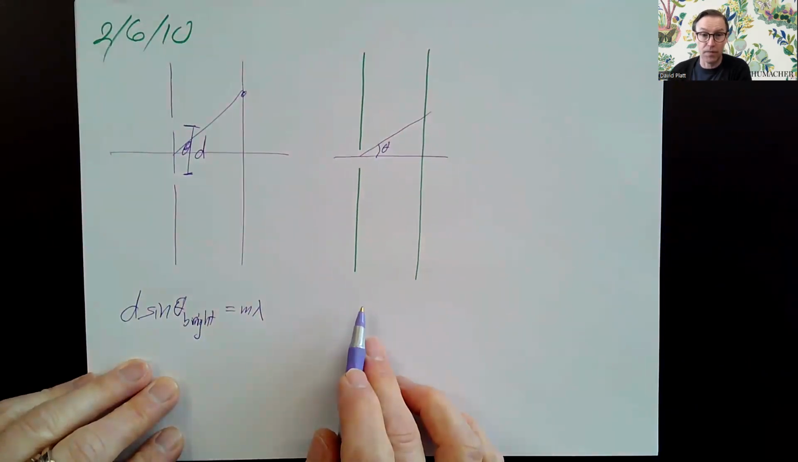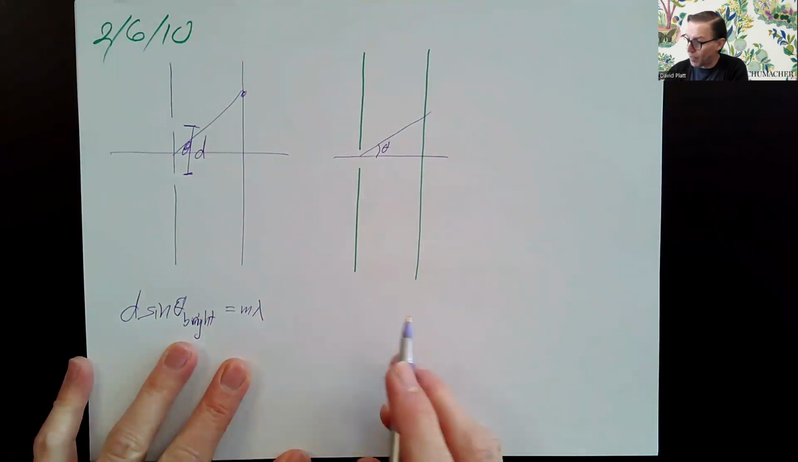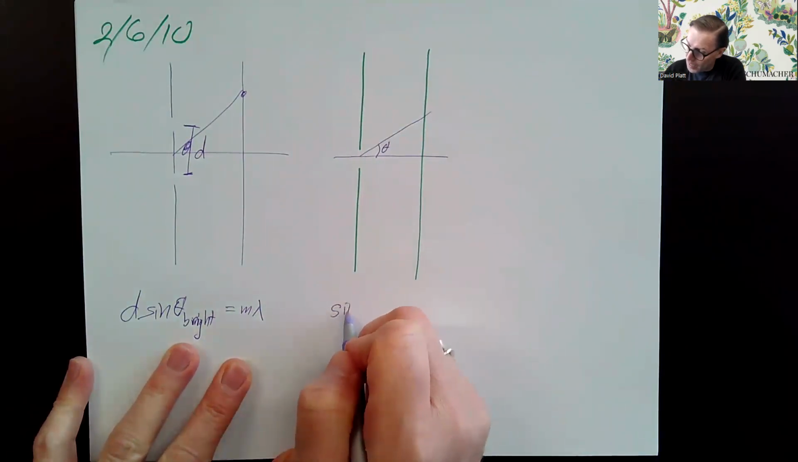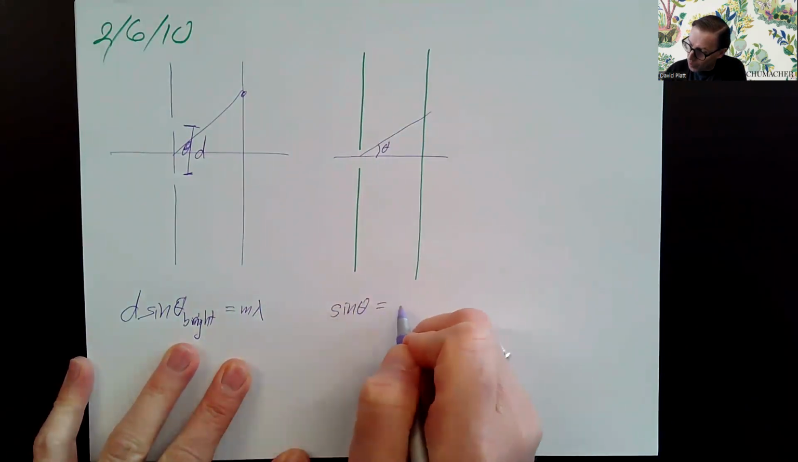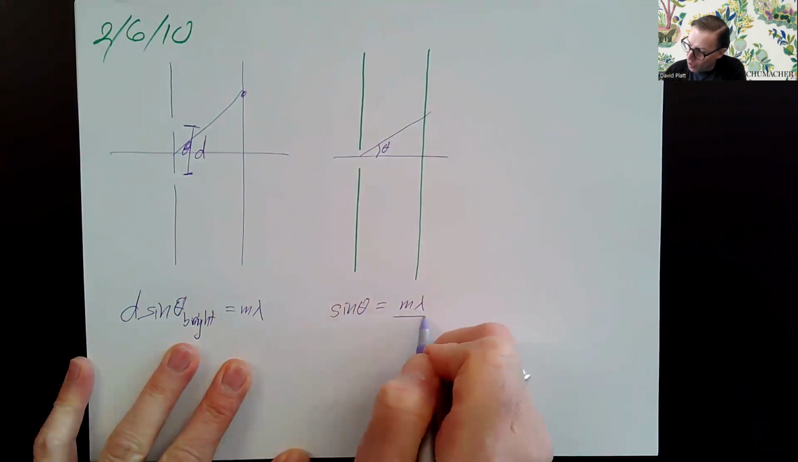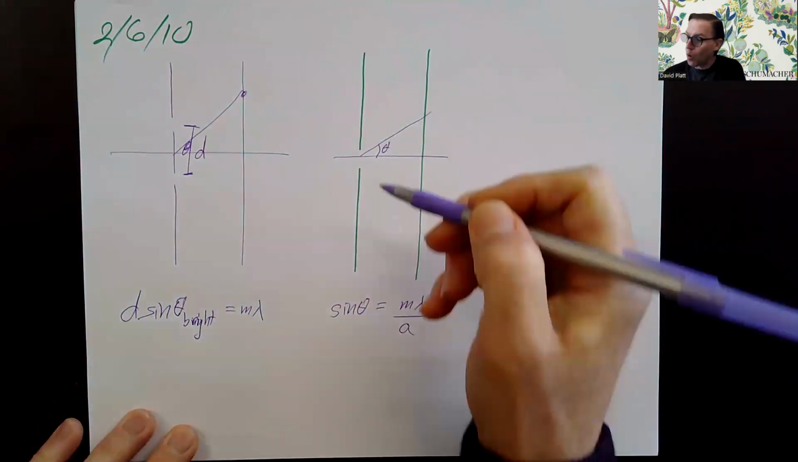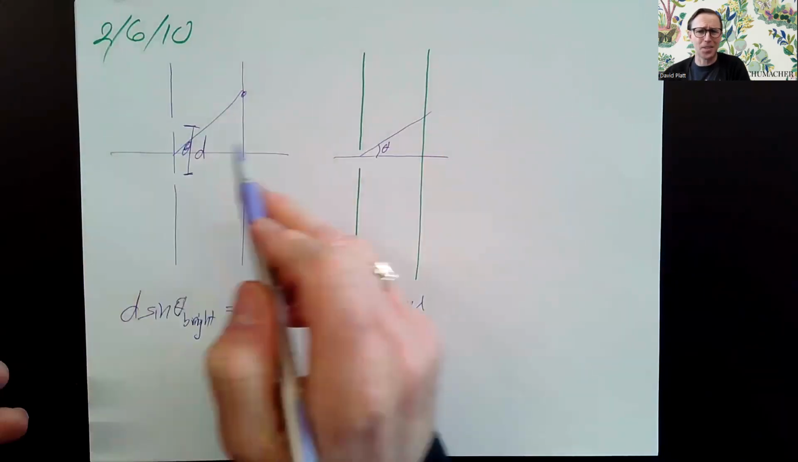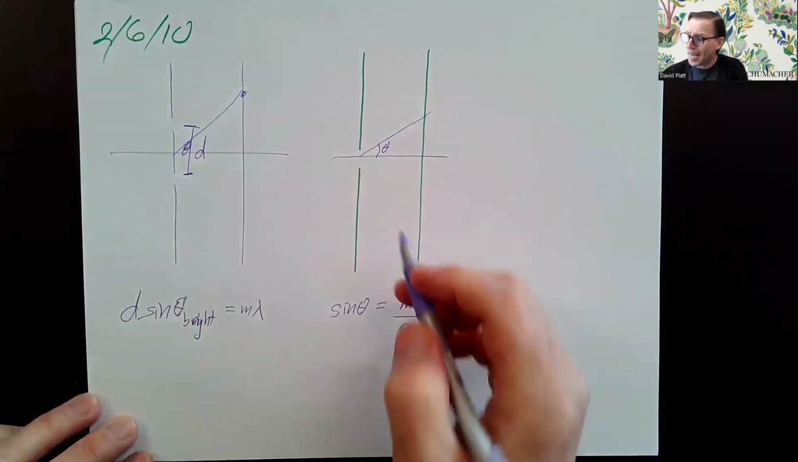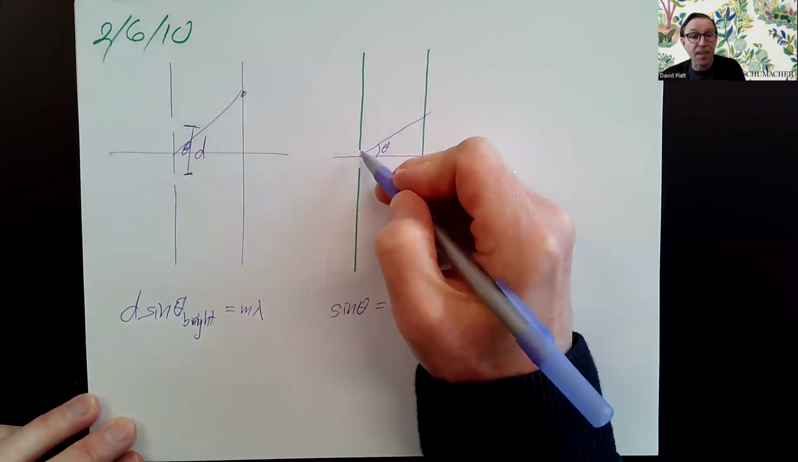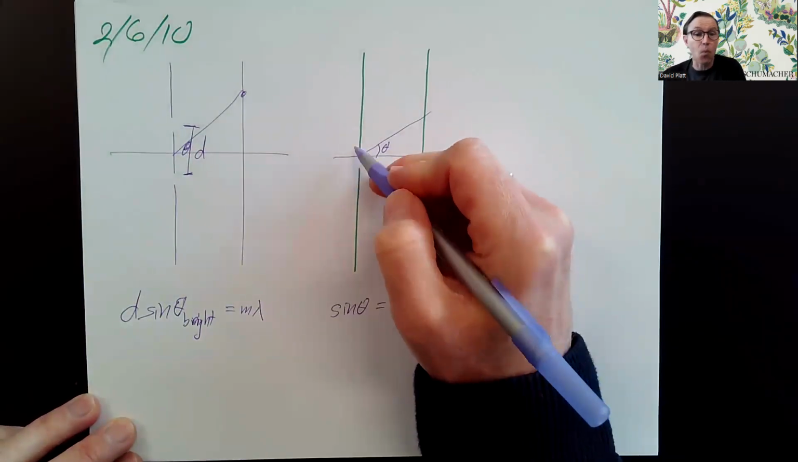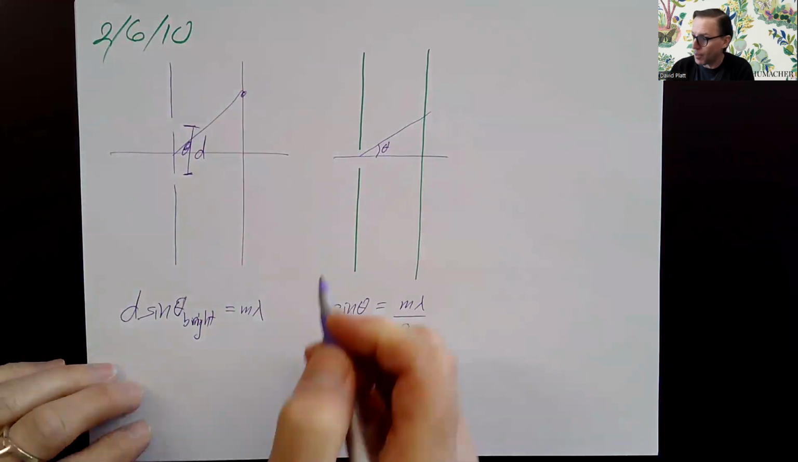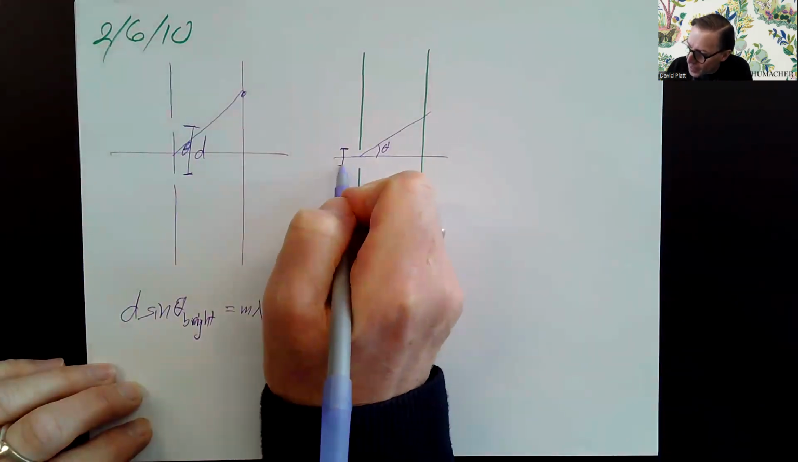But I'm going to show you the equation. Here's the equation in the book. Sine theta equals m lambda over a, where a is not the distance between the slits, because there aren't two slits. There's just one slit. So a is the width of the slit. How wide is the slit itself? So it's this distance.